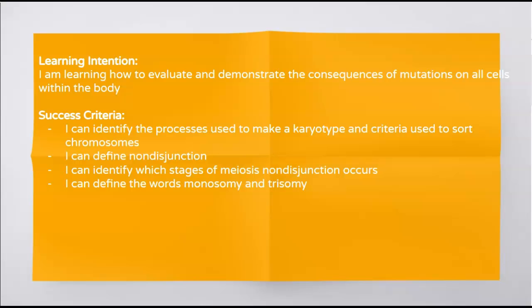So today your job is to learn how to evaluate and demonstrate the consequences of mutations in all cells within our bodies. Since we're talking about meiosis, we know that these are going to be sex cells. Your job is to be able to identify a karyotype and the criteria used to sort those out, as well as define nondisjunction, identify which stages of meiosis nondisjunction occurs, and define the words such as monosomy and trisomy.